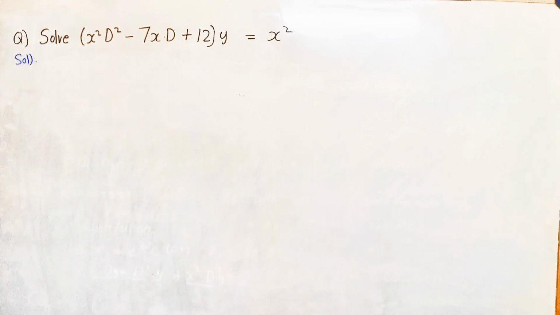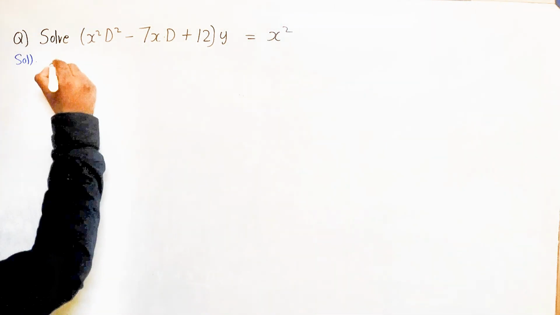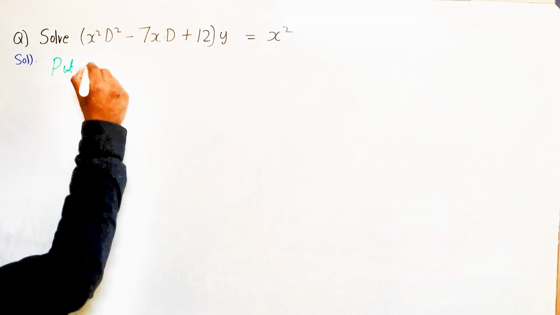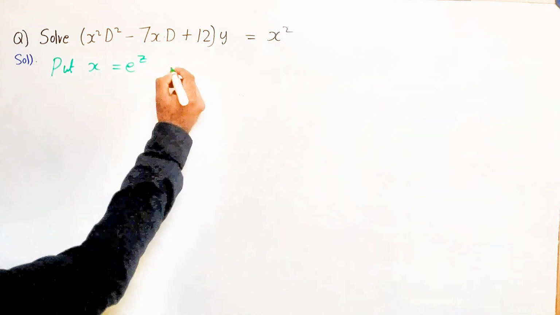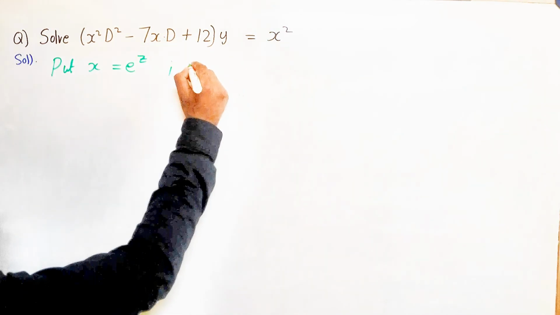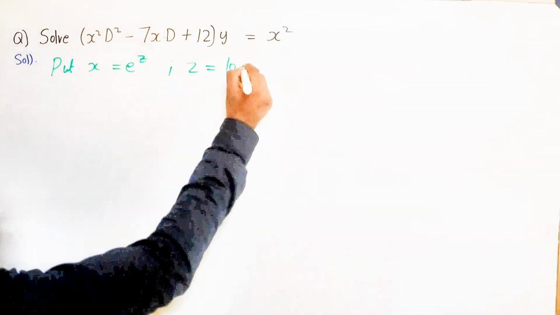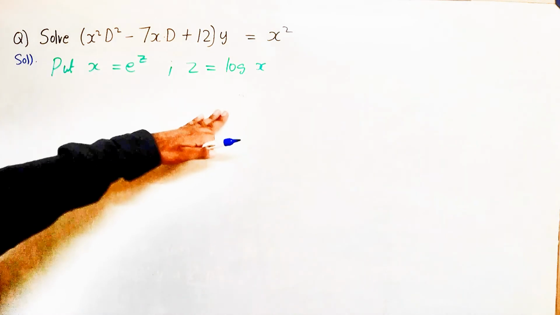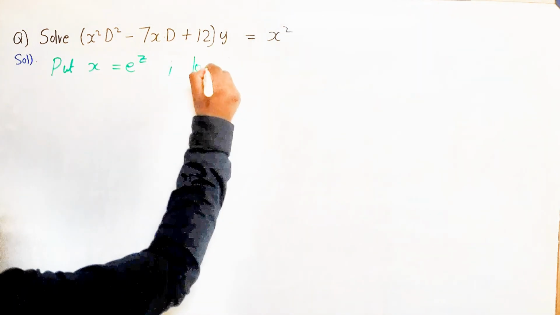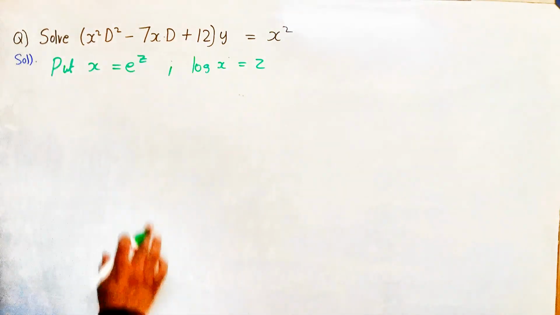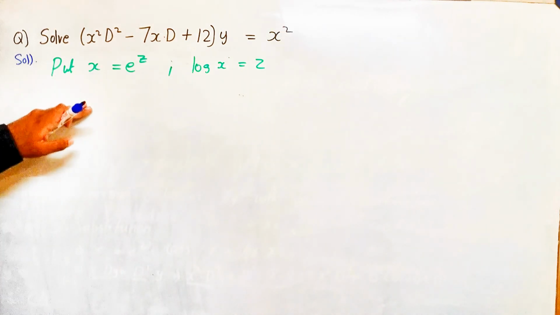In the Euler's type of homogeneous equations, we have studied that we have to make some conversion, changing from variable coefficients to constant coefficients by substitutions. So what are the main substitutions? One is put x is equal to e to the power of z. Another substitution is put z is equal to log x. We can also write this as log x is equal to z. We have to replace log x by z.